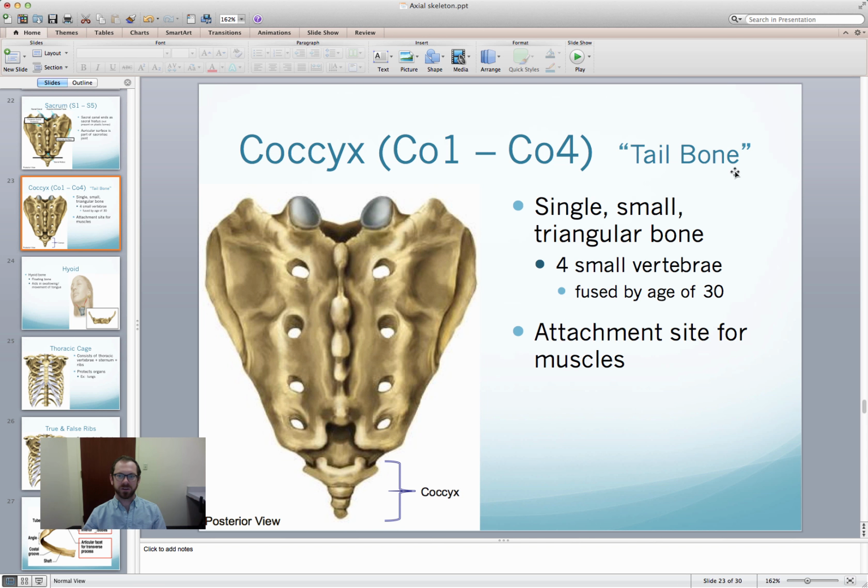And so this is why we call it our tailbone, because our ancestors had tails, but through the process of evolution we have lost that trait. But we still maintain a few of those vertebrae. They fuse together, but their main purpose now is as attachment points for muscles.